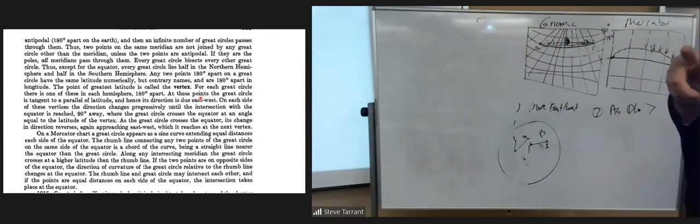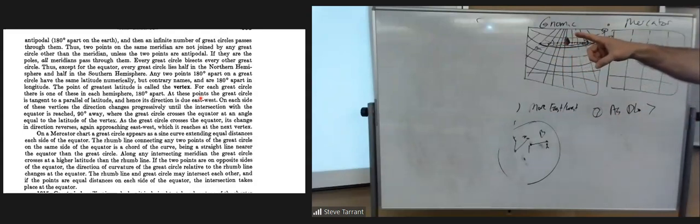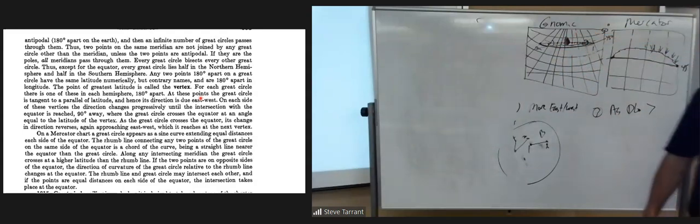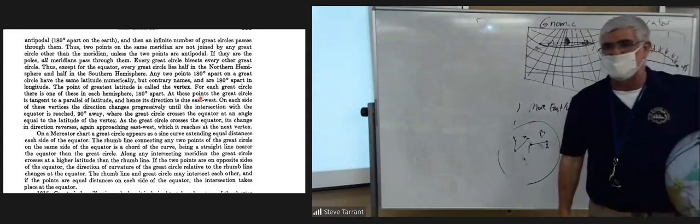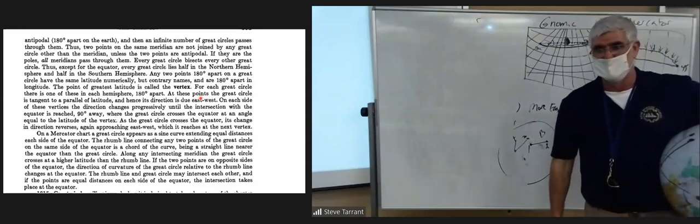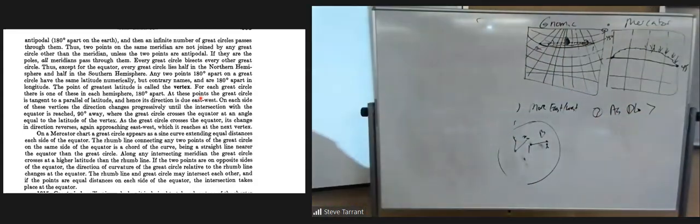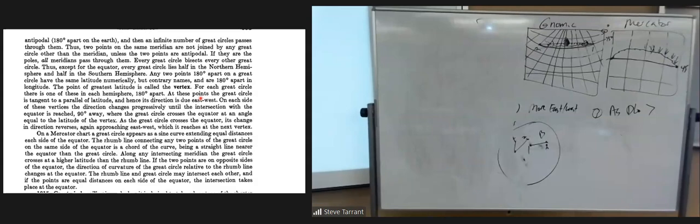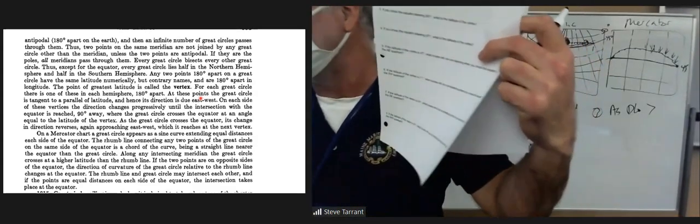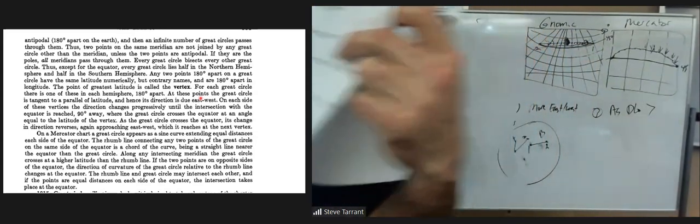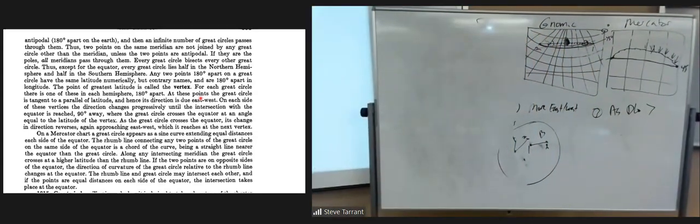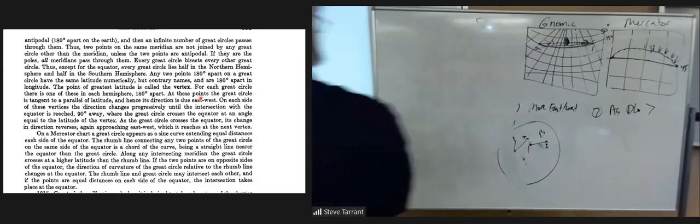That was the answer. That's the question you just answered: where the great circle crosses the equator at an angle equal to the latitude of the vertex. Okay, so on the handout that I gave you last class, the last page, page 7, there are these little exercises. I'm going to give you one of these on the next test. This sentence right there tells you how to do that.